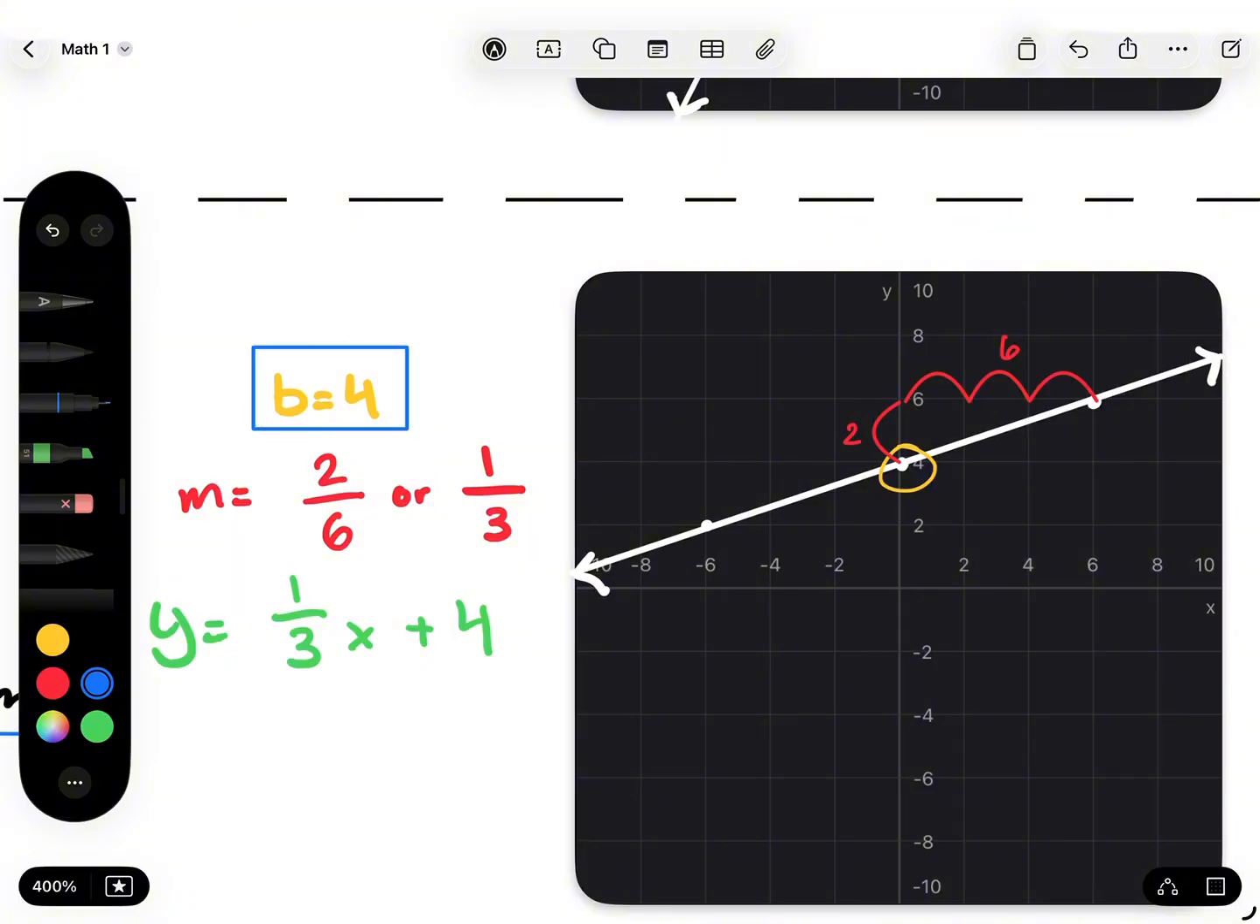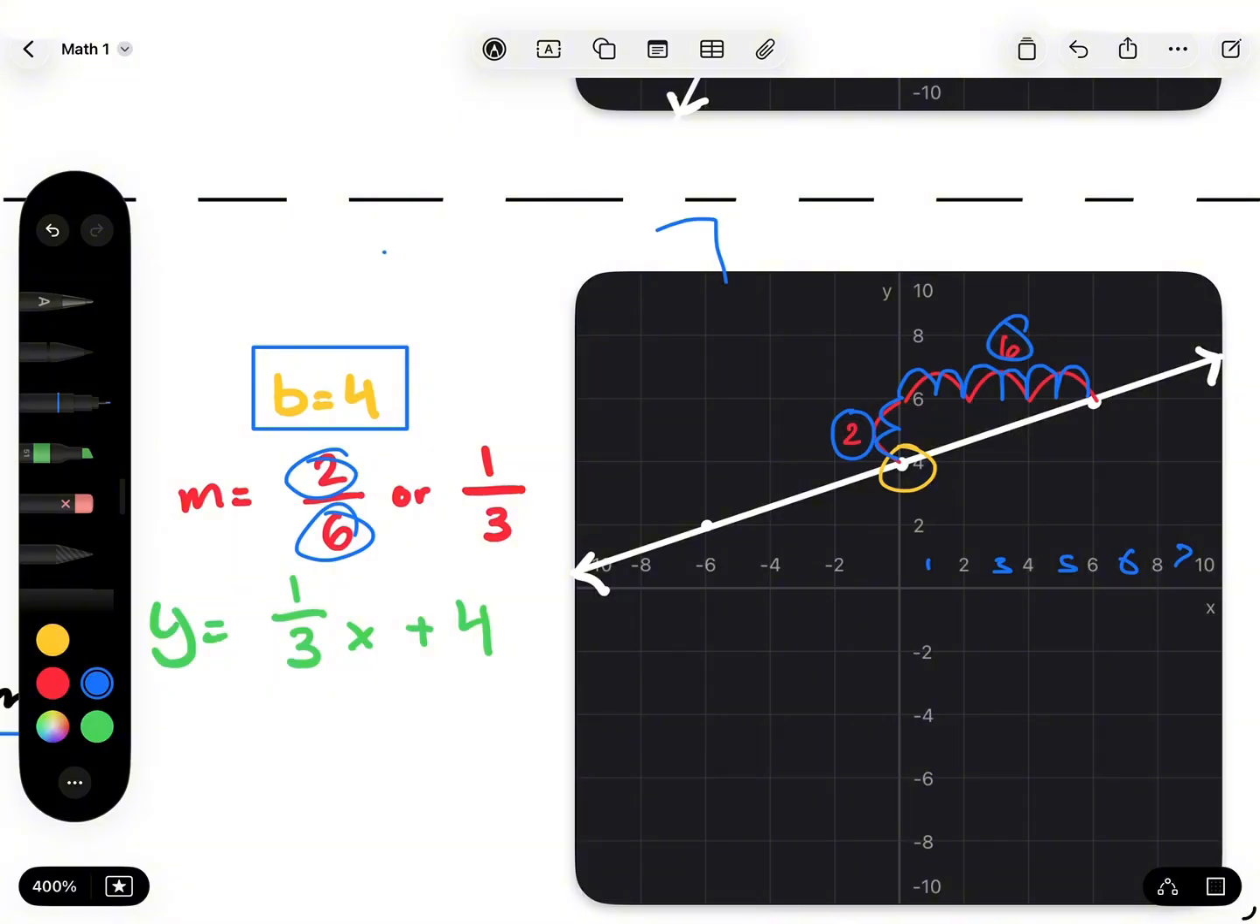Next up, we're going to rise and run to our next point. We rise 1, 2, so we rise 2, and we run 1, 2, 3, 4, 5, 6. Remember that the scale of the graph is in 2s, so that's why I'm counting by 6, even if it looks like I'm not counting by 6. So we rise by 2, that's right here, and then we run by 6 right here.